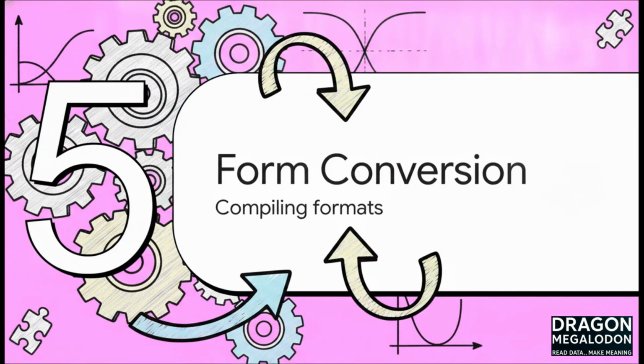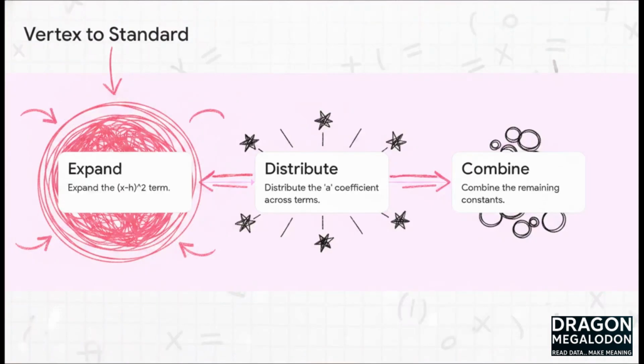All right, Section 5, Form Conversion Tricks, Compiling Formats. Sometimes your project requires you to switch formats entirely. Going from vertex to standard form is basically just unpacking a zip file. Step 1, expand that (x - h) squared binomial. You actually write it out twice and multiply it using the FOIL method to get your x squared terms. Step 2, take your leading a coefficient and distribute it mathematically across all those brand new terms you just created. Step 3, clean up the code. Just combine whatever constant numbers are lingering on the tail end. Execute that standard arithmetic and you have successfully reformatted the curve into clean standard form.